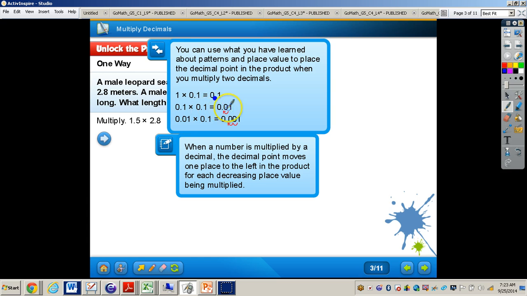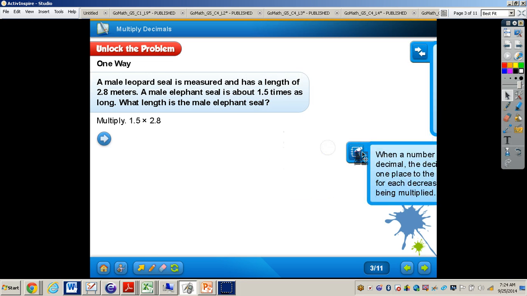1/10 times 1/10, the decimal point moves two places to the left. Why two places to the left? We have one decreasing place value and another decreasing place value for a total of two decreasing place values. 1/100th times 1/10, we have three decreasing place values. How do we know that? Because we have three total digits to the right of the decimal. Therefore, we move our decimal point three places to the left. So it's important to understand this concept. It can be a very tricky concept whenever you're multiplying decimals, but if you can get this down, you should be able to multiply decimals without any problem at all.